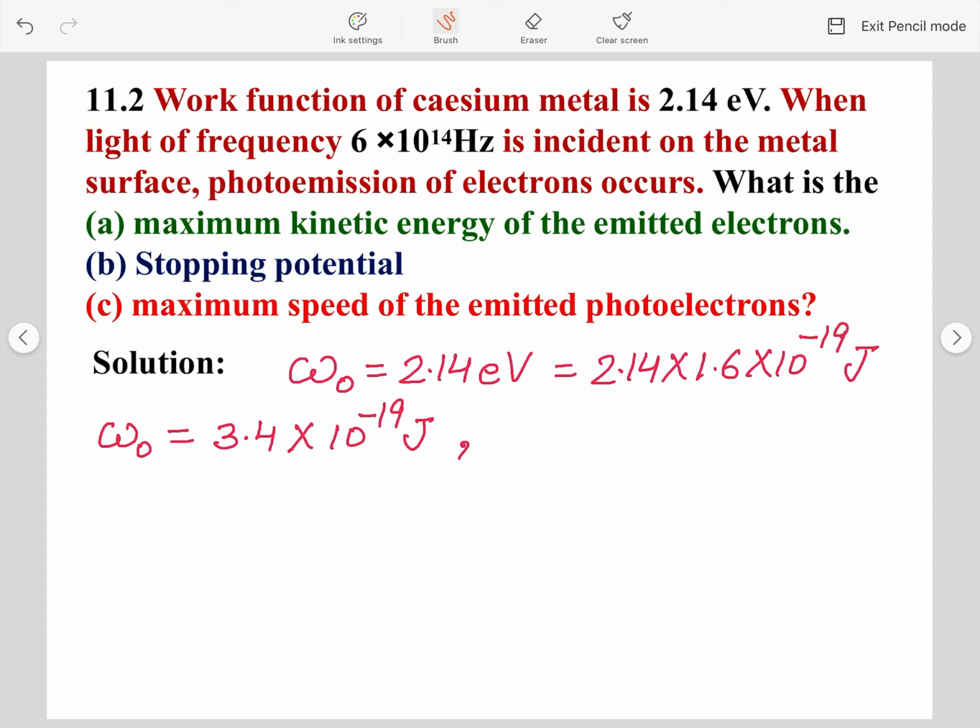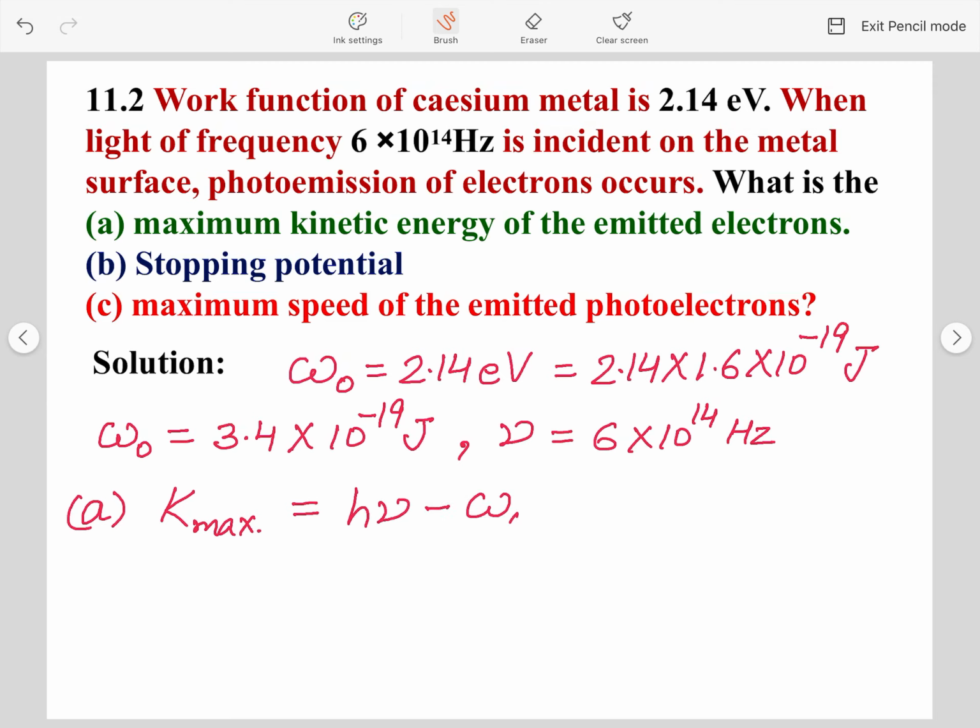When light of frequency nu, 6 into 10 raised to power 14 Hertz, is incident on the metal surface, photo emission of electrons occurs. What is the first one? A. What we have to find is maximum kinetic energy, K max. And what is the formula? K max is equal to h nu, the total energy, minus work function. This is the formula of K max.